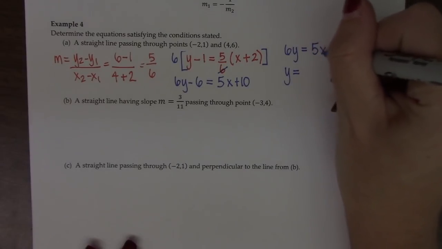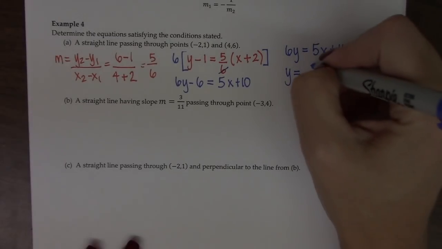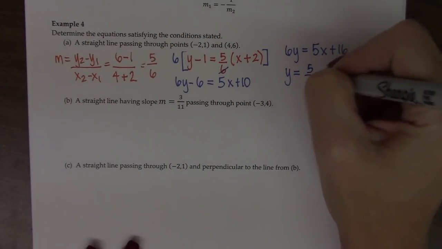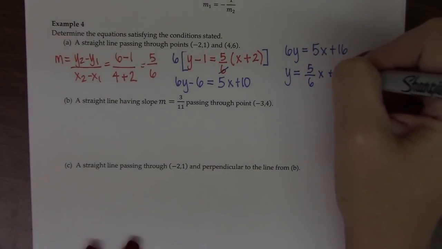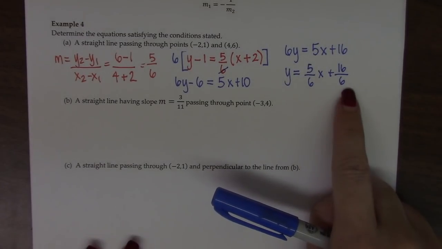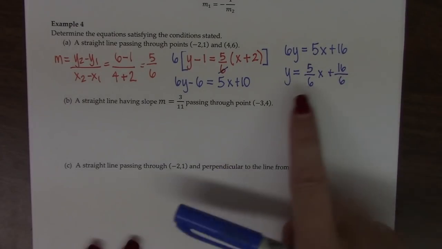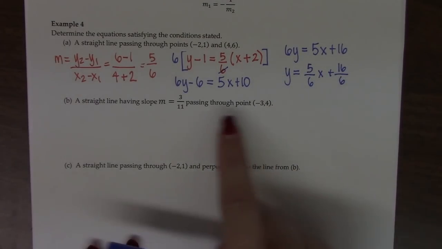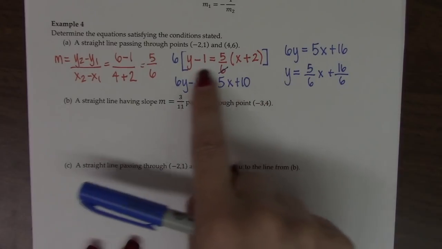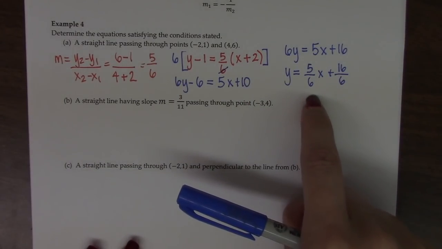But don't draw a big line and divide by 6, because then it looks like a rational expression. What we want is this in slope-intercept form. So I'm dividing each piece by 6. So now I can see m is 5/6, b is 16 over 6. We wouldn't expect you to simplify that down. I also know that this little algebra trick works properly if my slope comes back in exactly the same form I started with.